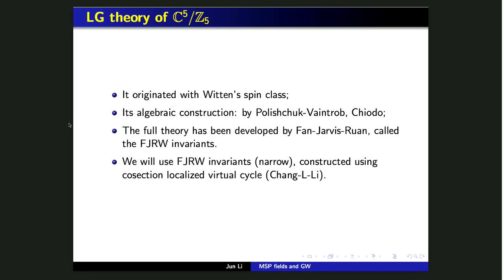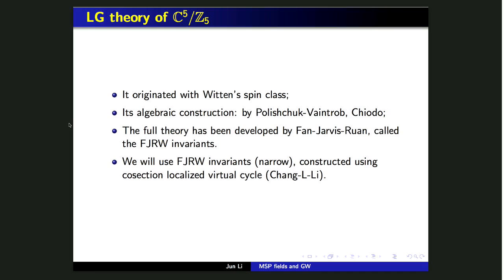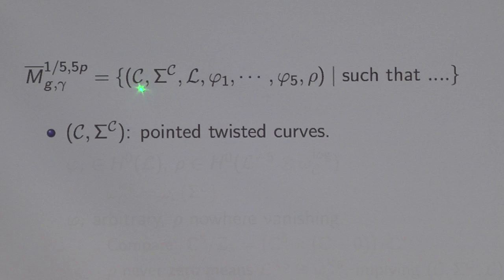So there's Witten's original approach, then Polishchuk, Vaintrob, and Chiodo, and Ruan, who use different ways, and then we can use the cosection localized version to redefine the FJRW invariant. The benefit is that this puts these two theories in the same basket. So we do exactly the same thing. We put the extra marking there, but if you don't remove Witten invariants, the marking is a fairly natural thing to do. So you just forget about the marking for the moment. You just have a line bundle, five sections plus another section.